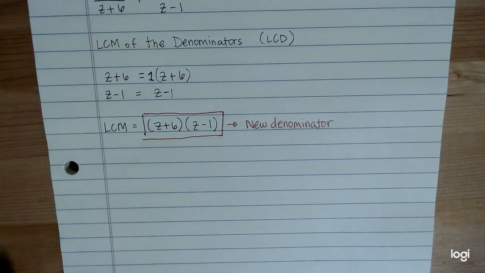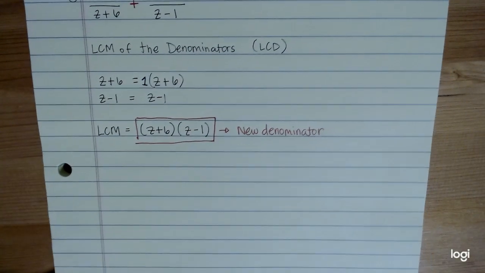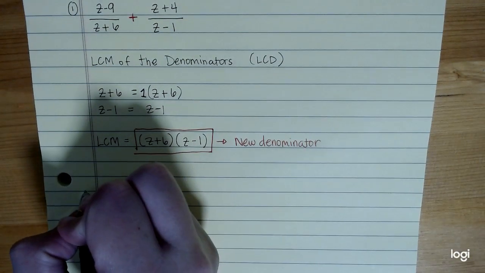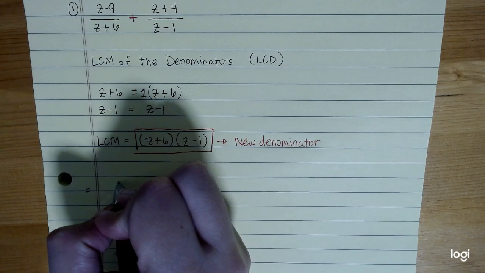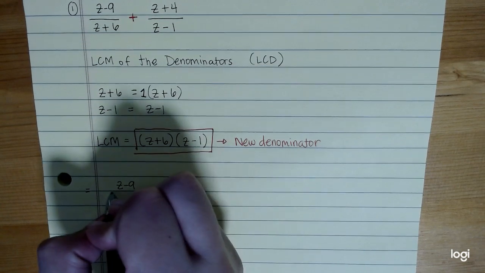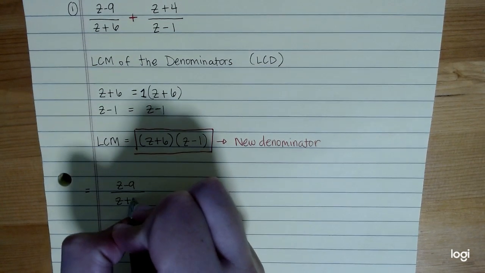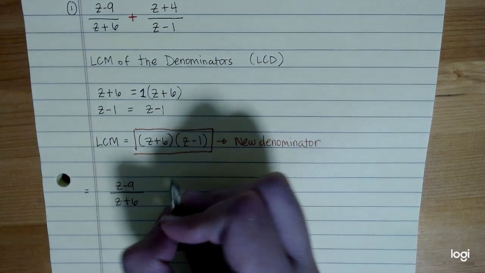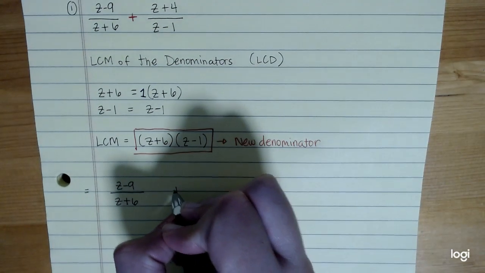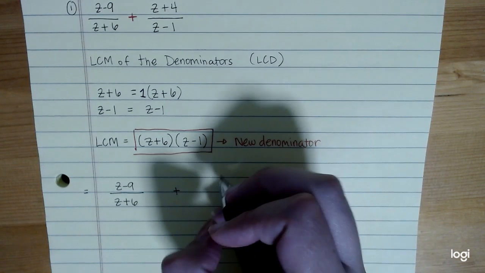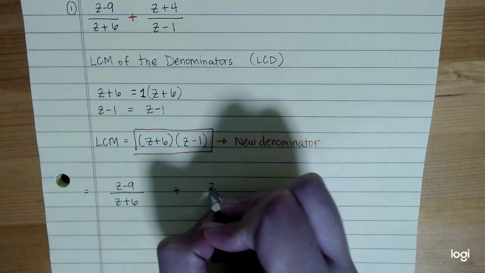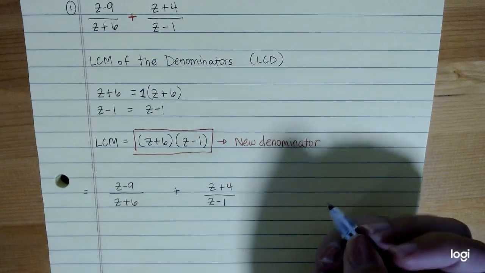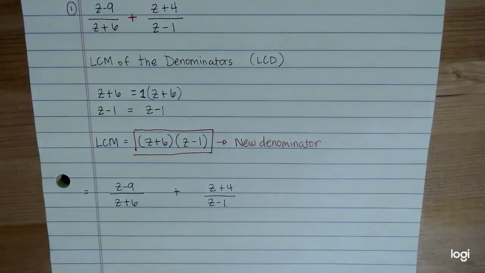Okay, so this is where we've got to do a little bit of work to our original problem. So our original problem is z minus 9 over z plus 6. So I'm just going to record it down here. And again, we're adding, and I'm going to leave myself a little space, and there's a reason for that, z plus 4 over z minus 1. So we found that least common denominator.